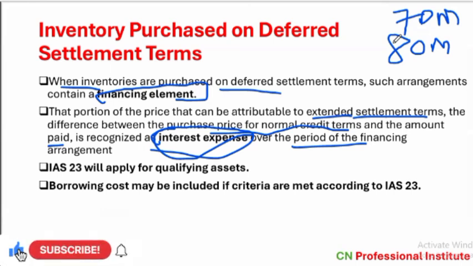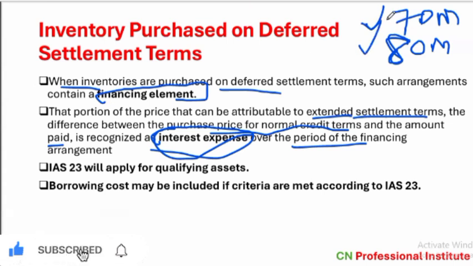Now the seller might say, okay, if you want to pay for it in 8 years' time, then you will not pay 70 million, but you pay 80 million. Right? Now, how much do you record in your books as the cost of the inventory? Is it the 70 million or the 80 million? The standard is you have to record the 70 million.